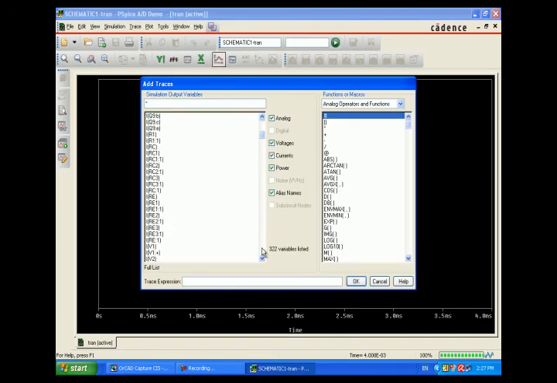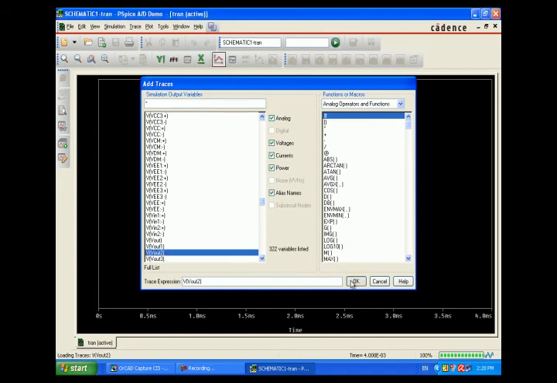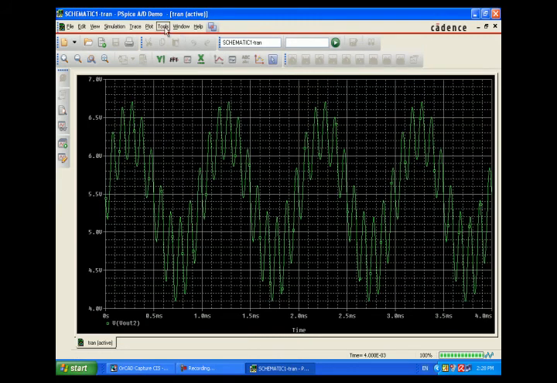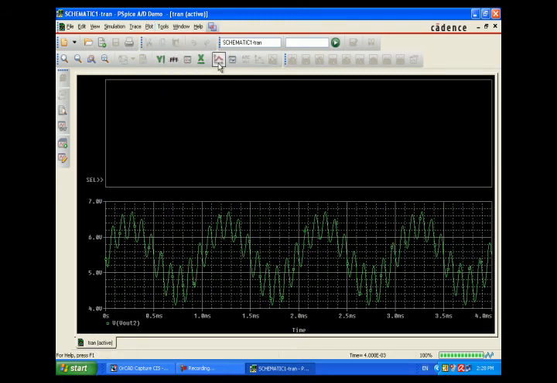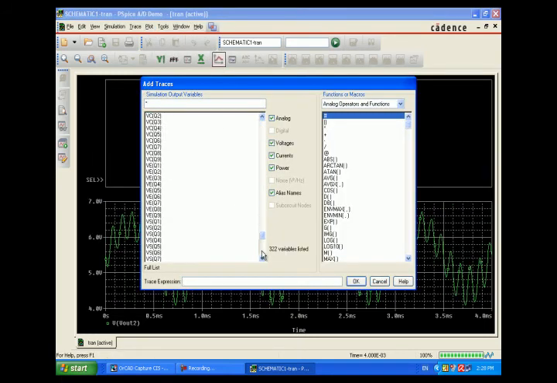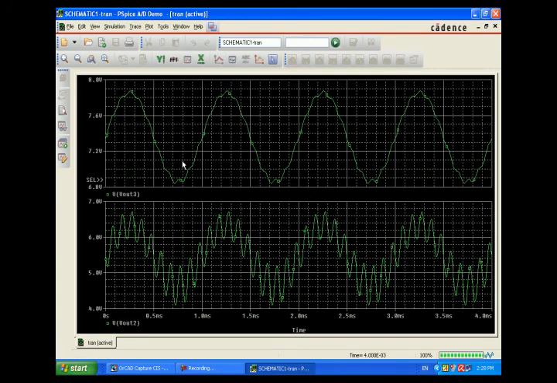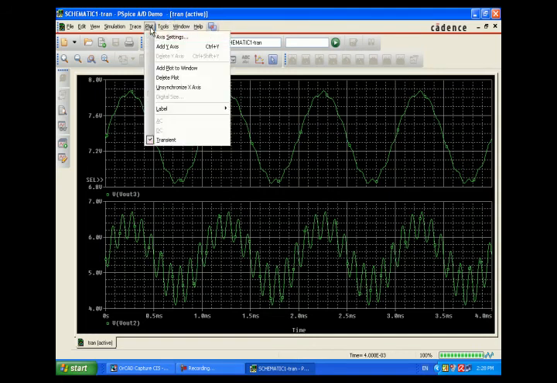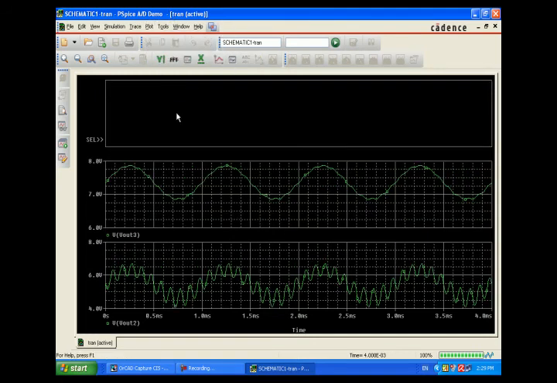Now generate a graph of V output of the particular ones. That's V output 2. Make another window, V output 1, V output 3. That's V output 3.